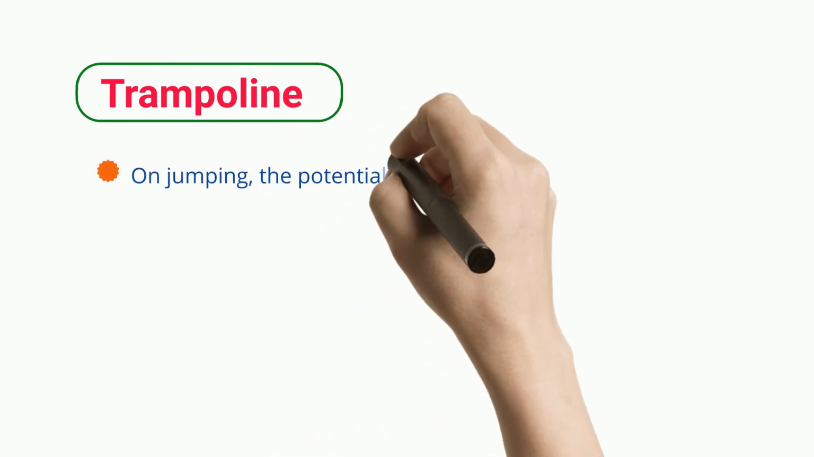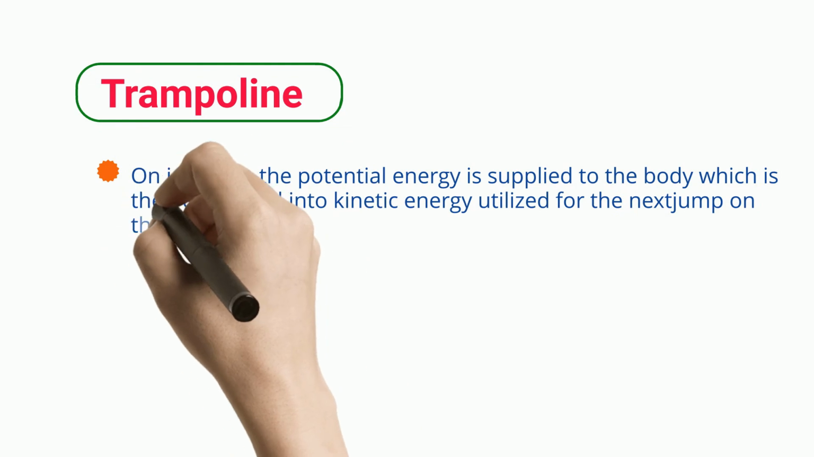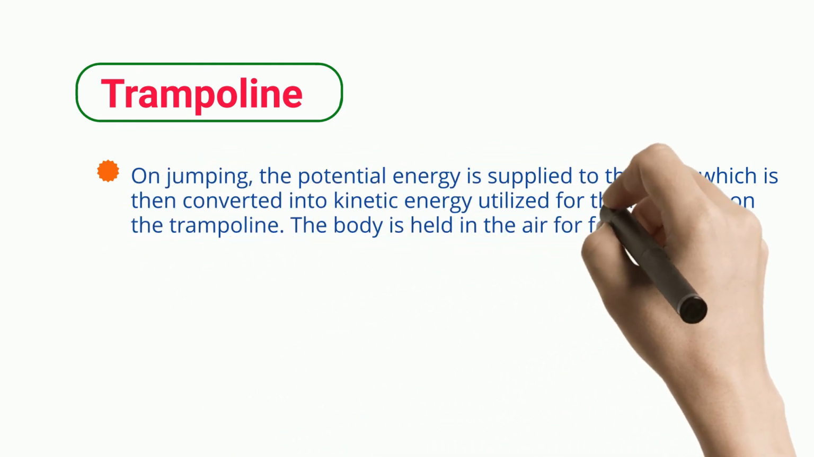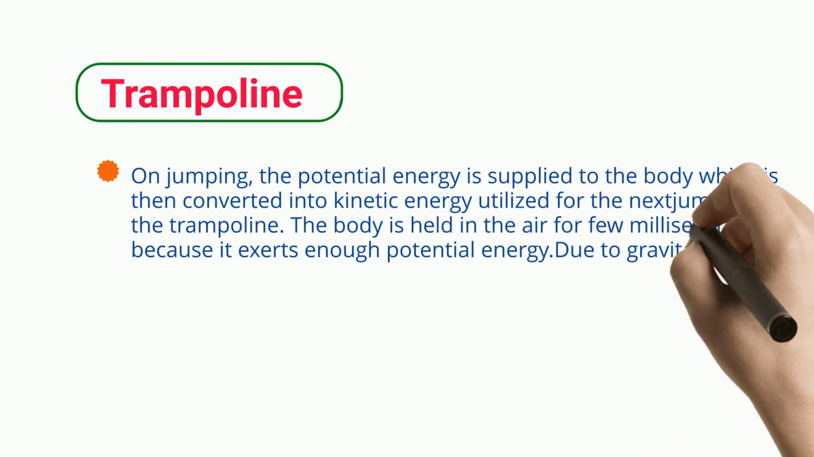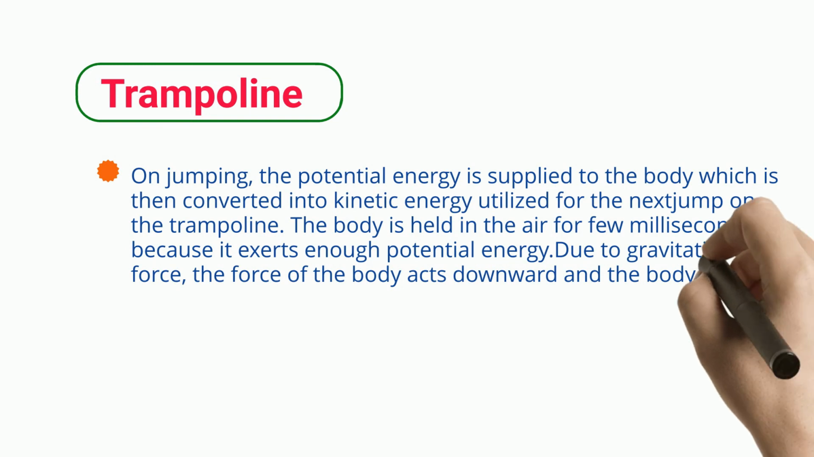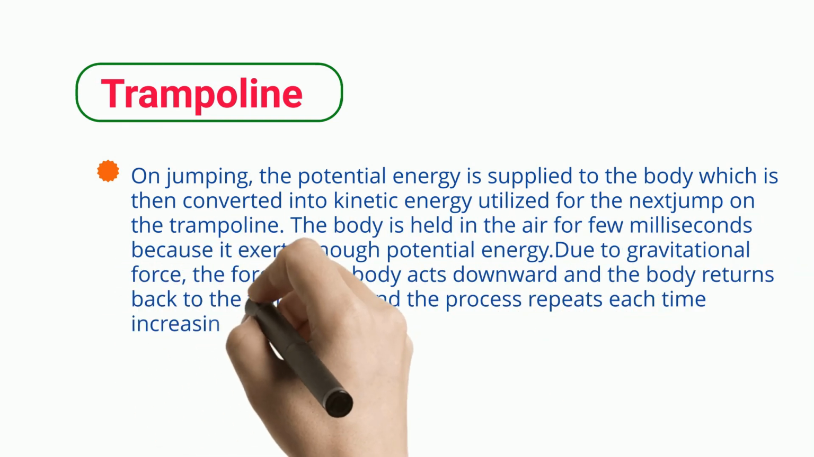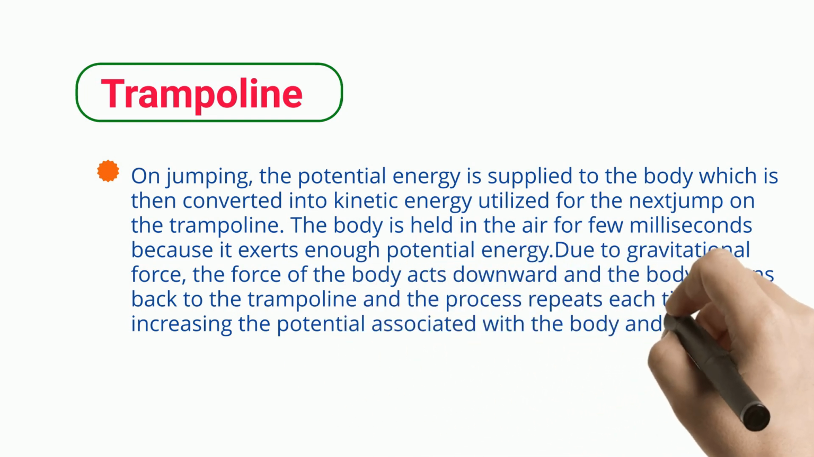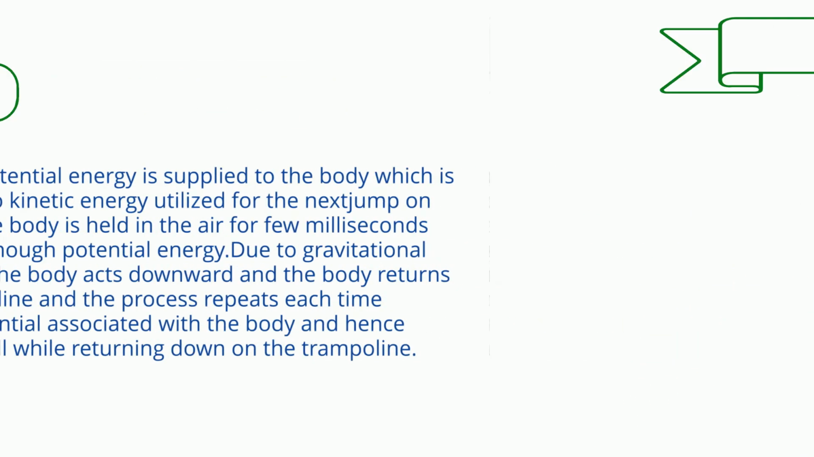On jumping, the potential energy is supplied to the body, which is then converted into kinetic energy utilized for the next jump on the trampoline. The body is held in the air for a few milliseconds because it exerts enough potential energy. Due to gravitational force, the force on the body acts downward and the body returns back to the trampoline, and the process repeats each time, increasing the potential energy associated with the body, which experiences free fall while returning down on the trampoline.